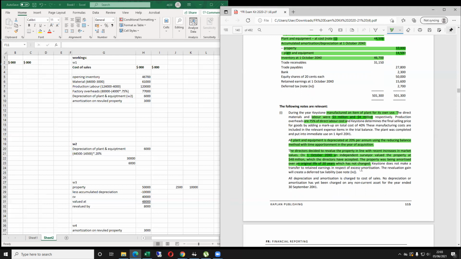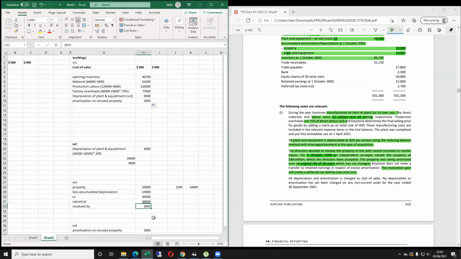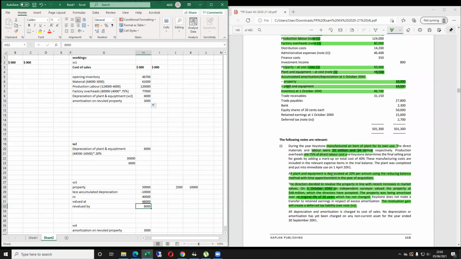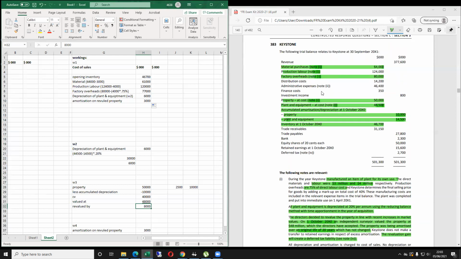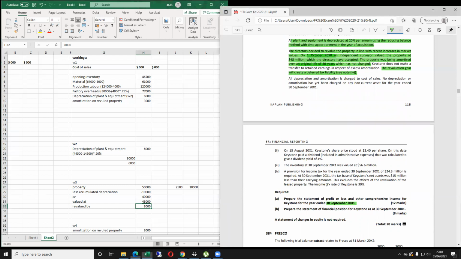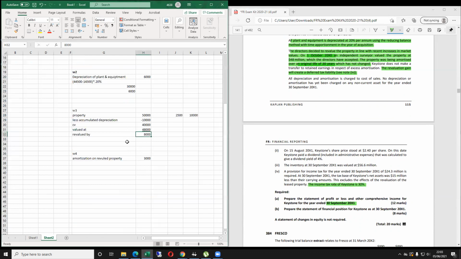But it says revaluation gain will create a deferred liability. It means we need to give tax on this revalued amount. We still need to pay tax. So how much tax do we need to pay? What's the tax rate? I think they'll tell you in this bit. See, another bit. Income tax rate is 30%. So we need to take 30% on this. So this is deferred tax on revaluation gain.